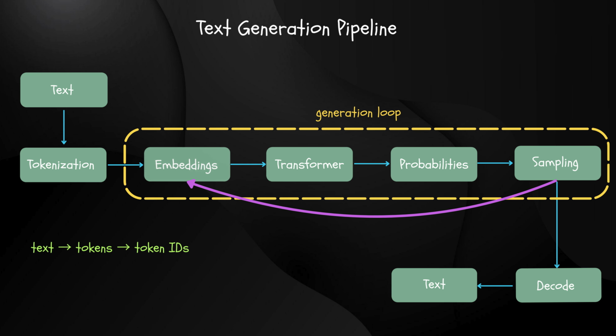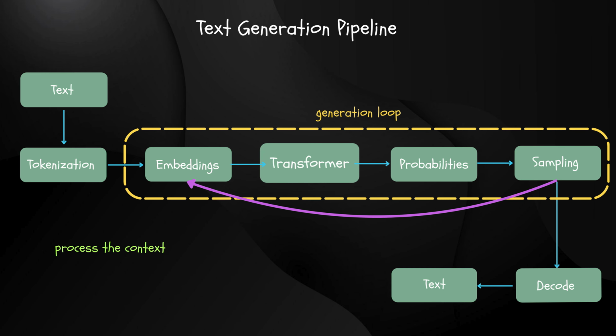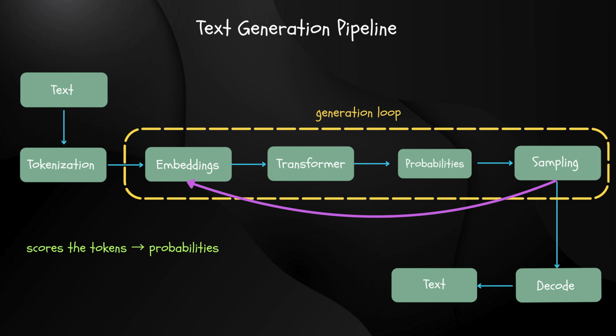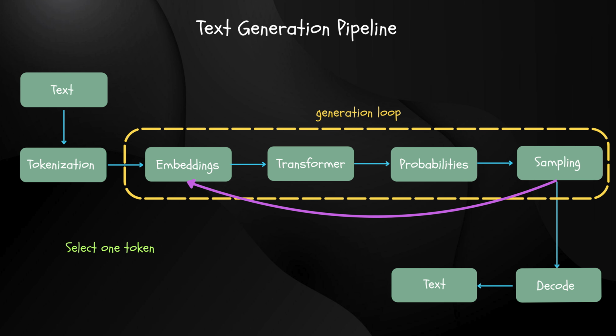Those token IDs then enter what we'll call the generation loop. First, the token IDs are converted into embeddings, numerical representations that carry meaning. Those embeddings then flow into the transformer, the neural network at the heart of the model. The transformer processes the entire context and calculates scores for every possible next token it could generate. Those scores are then converted into probabilities, and from those probabilities, a selection process called sampling chooses a single token.